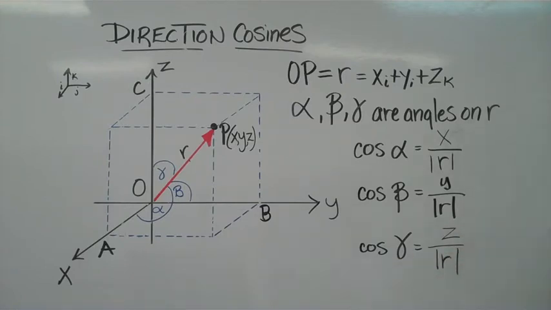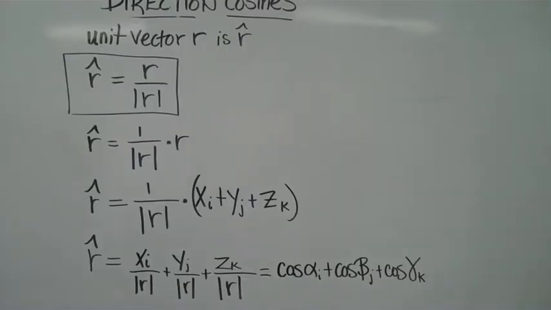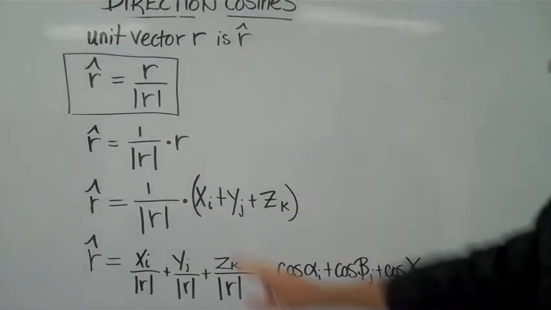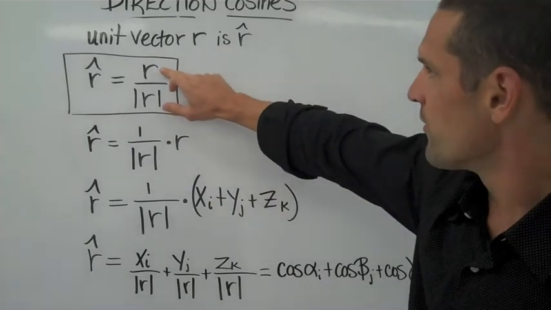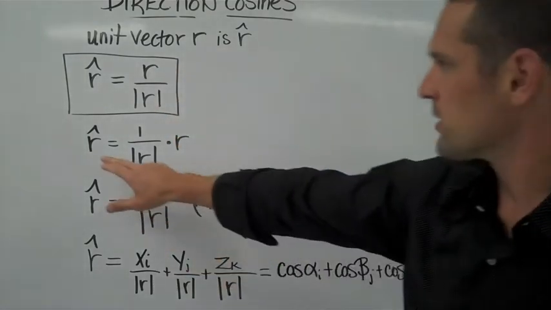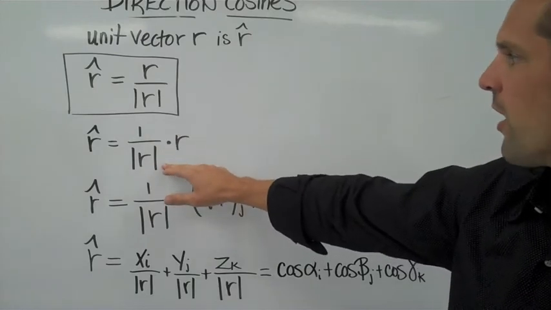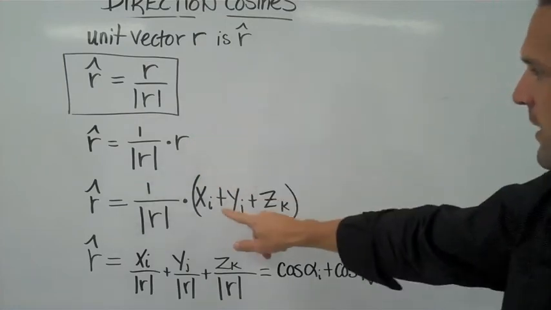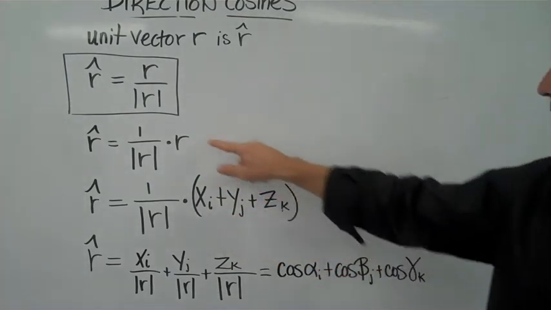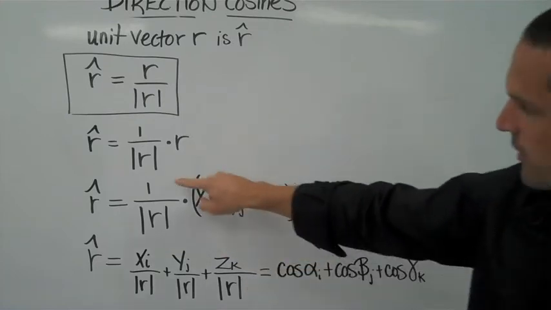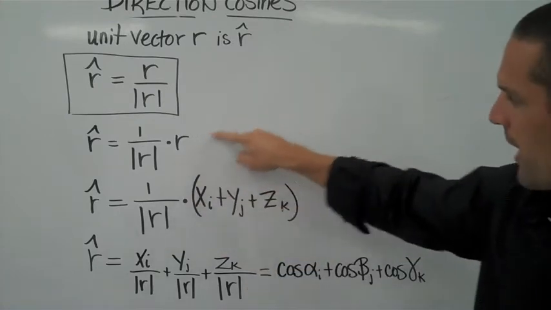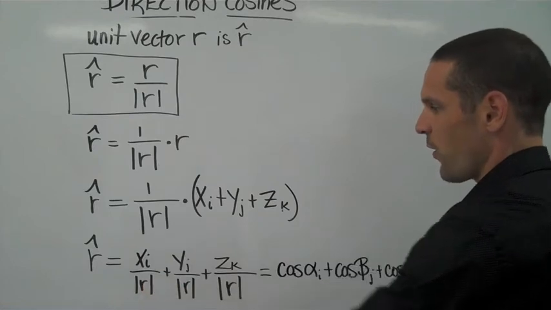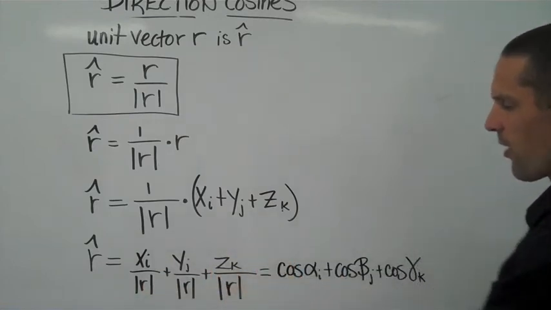Please stick with me. Continuing on with directional cosines, we know that the unit vector of r is r hat, and r hat by definition is the vector r divided by its magnitude. So we can say r hat is equal to 1 over the magnitude of r times r. Those two are equivalent statements. And we know that r is really xi plus yj plus zk, so we can substitute that for r. And finally, we can distribute our 1 over the magnitude of r times xi plus yj plus zk. And when we do that, we get xi over r plus yj over r plus zk over r.